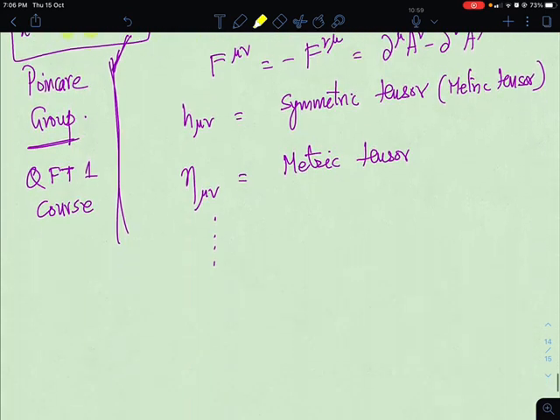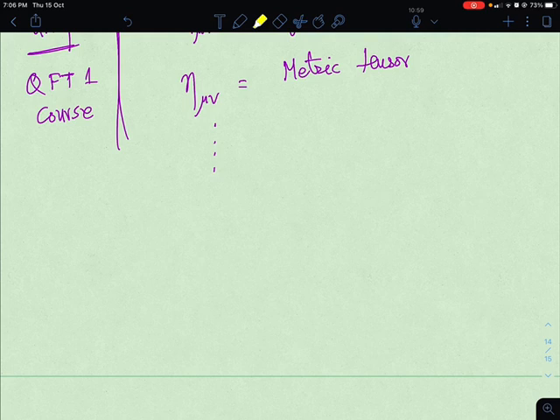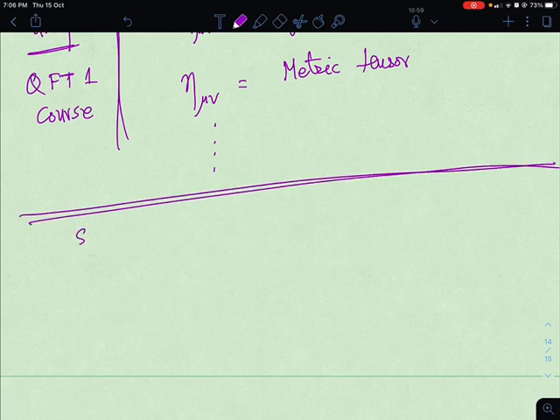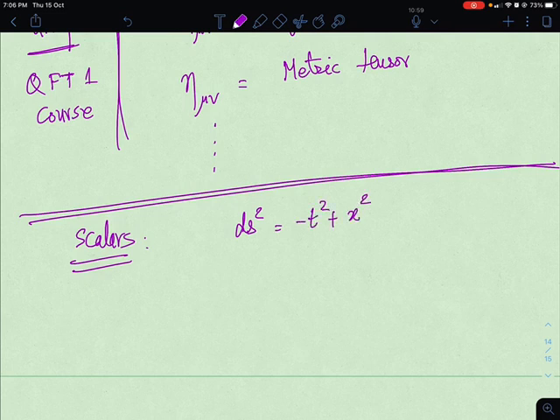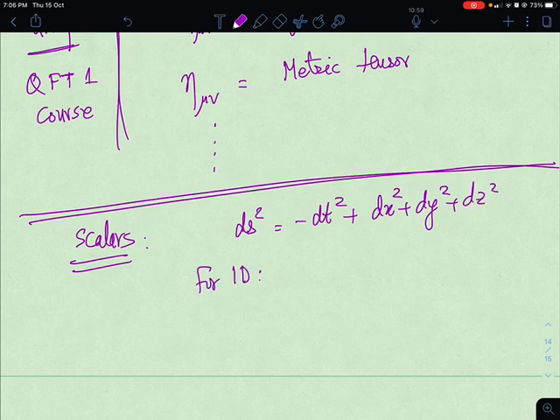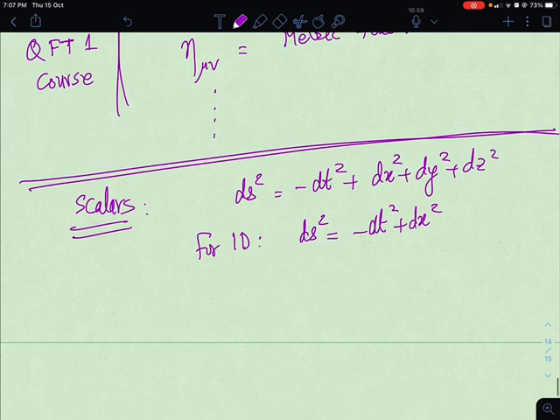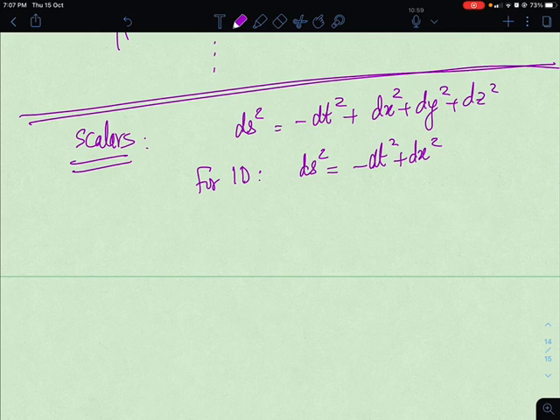So now let's look at some useful quantities which I'll introduce. The first useful quantity is something called the proper time. Let's look at the scalars once again. The one which we have seen is ds square, which is minus dt square plus dx square plus dy square plus dz square. Let's take one dimension, for example. For 1D, ds square is equal to minus dt square plus dx square. This is called the line element.